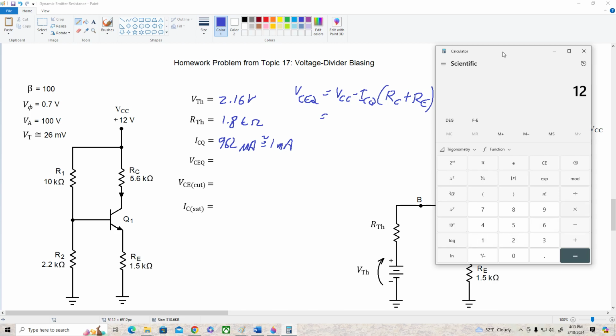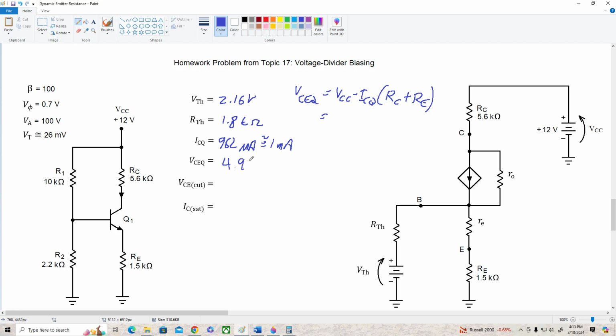So we've got VCC is 12 minus 5600 plus 1500 times 0.001, and we get about 4.9 volts. VCE cutoff is 12 volts, and IC sat, if you recall, IC in saturation equals VCC over RC plus RE. A little bit of review for us here.